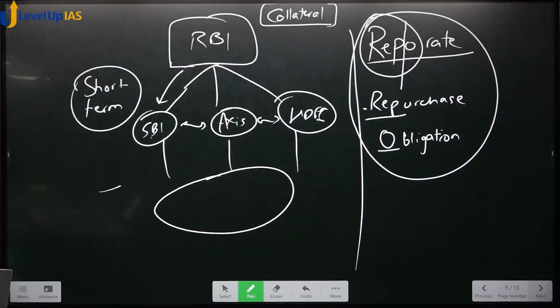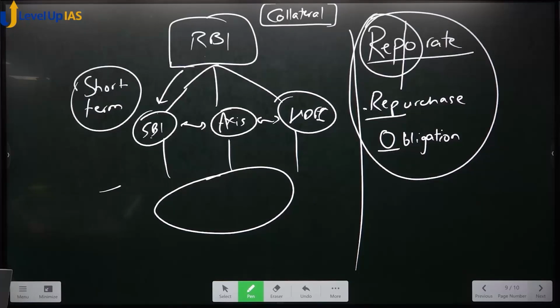What does RBI want to do? RBI wants to reduce money supply from the economy. Who gives money supply in the economy? SBI, Axis Bank, HDFC Bank. They either give money supply or they remove money supply. But who controls? RBI controls. SBI has an account with RBI, HDFC has an account with RBI, Axis Bank has an account with RBI. SBI borrows from RBI, Axis Bank borrows from RBI, HDFC borrows from RBI. Very simple, because RBI is acting as a banker to the banks. Whatever you do with your bank, these banks do with RBI.